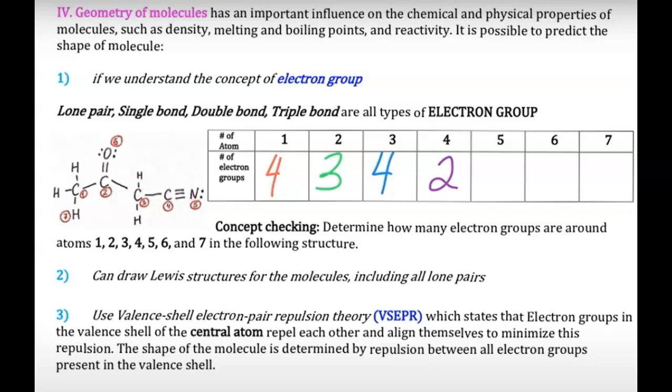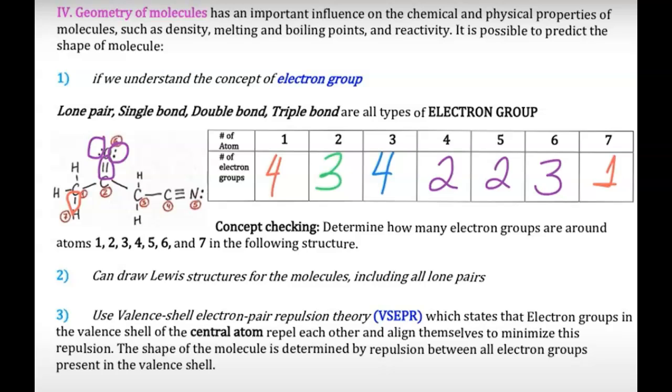So for atom number 5, which is nitrogen, I need you to pay attention. We have 1, but then we have this lone pair that's also a group of electrons. So we have 2 for nitrogen, and for oxygen here, we have 1, 2, 3. Yes. So we have 3 for oxygen, which is marked number 6. And for hydrogen, it's only 1 electron group, which is a bonding group.